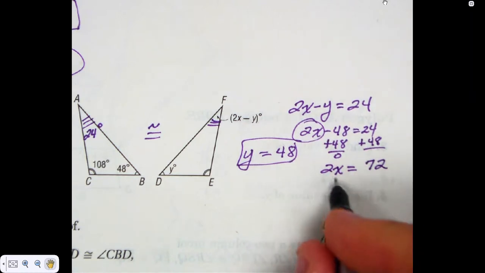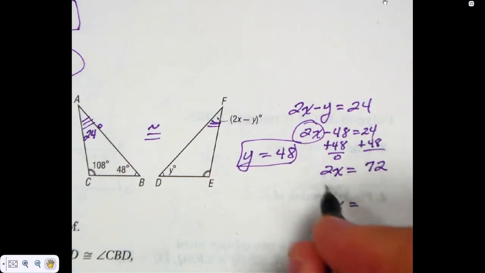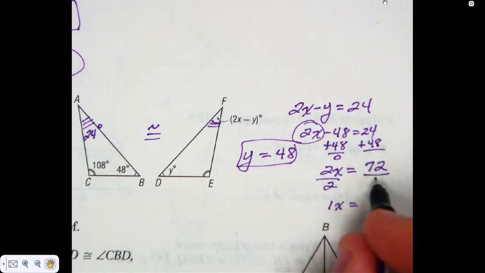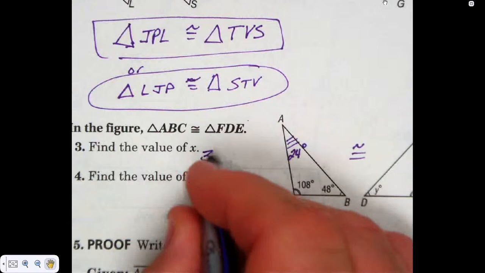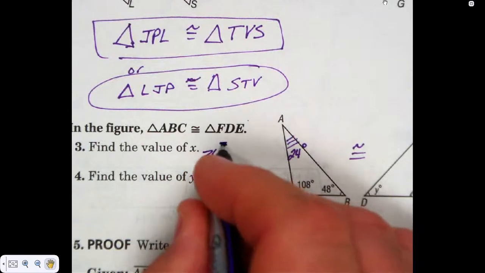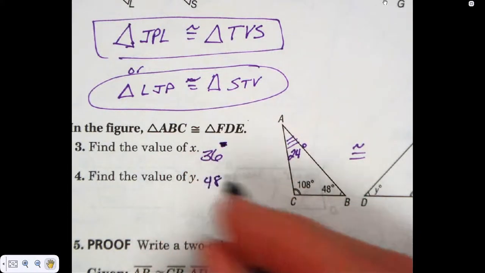I don't want to know what 2 x's are equal to. I want to know what one of these x's is equal to. How do I make a 2 into a 1? Divide by itself. If I divide everything on the left side by 2, I have to divide everything on the right side by 2. 72 divided by 2 is? And they ask us, let's look again. We are supposed to find the value of x, which we found to be 36. And the value of y, which we found to be?